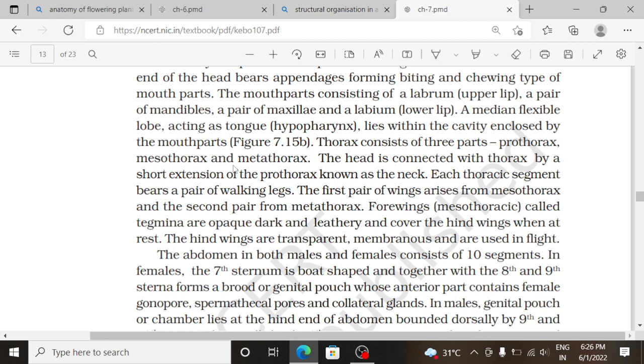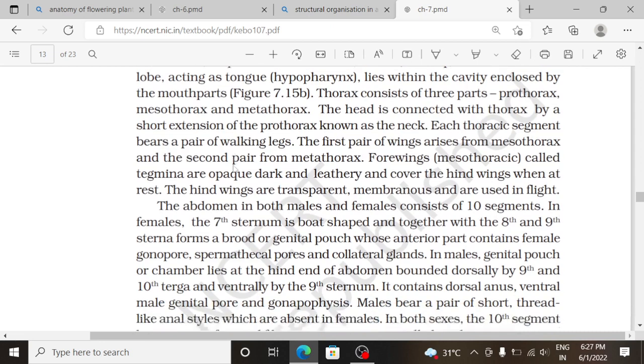Thorax consists of 3 parts: prothorax, mesothorax, metathorax. The head is connected with thorax by a short extension of the prothorax known as the neck. Each thoracic segment bears a pair of walking legs. The first pair of wings arises from mesothorax and the second pair from metathorax. The forewings, that is mesothoracic, called tegmina, are opaque, dark and leathery and cover the hind wings when at rest. The hind wings are transparent, membranous and are used in flight.